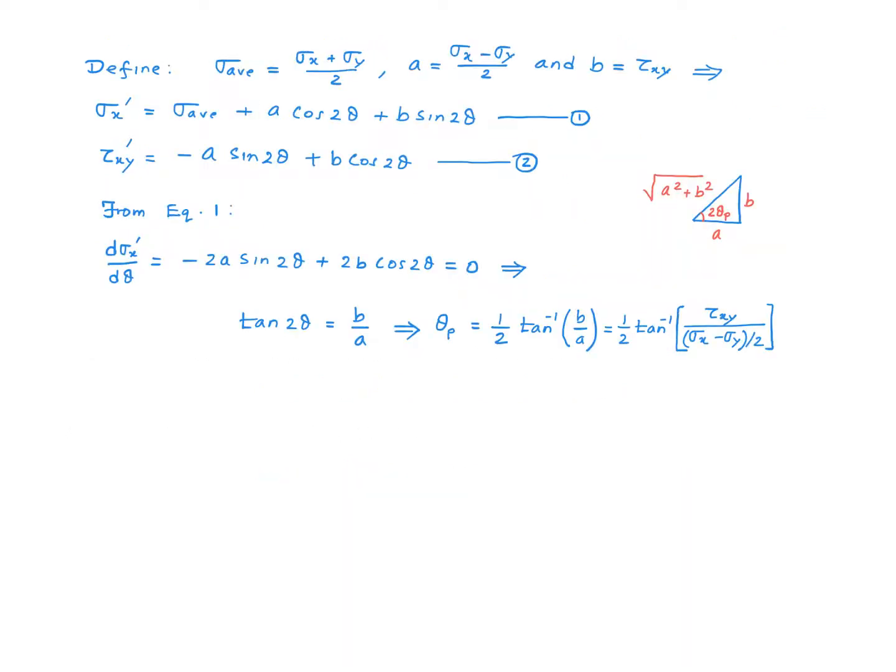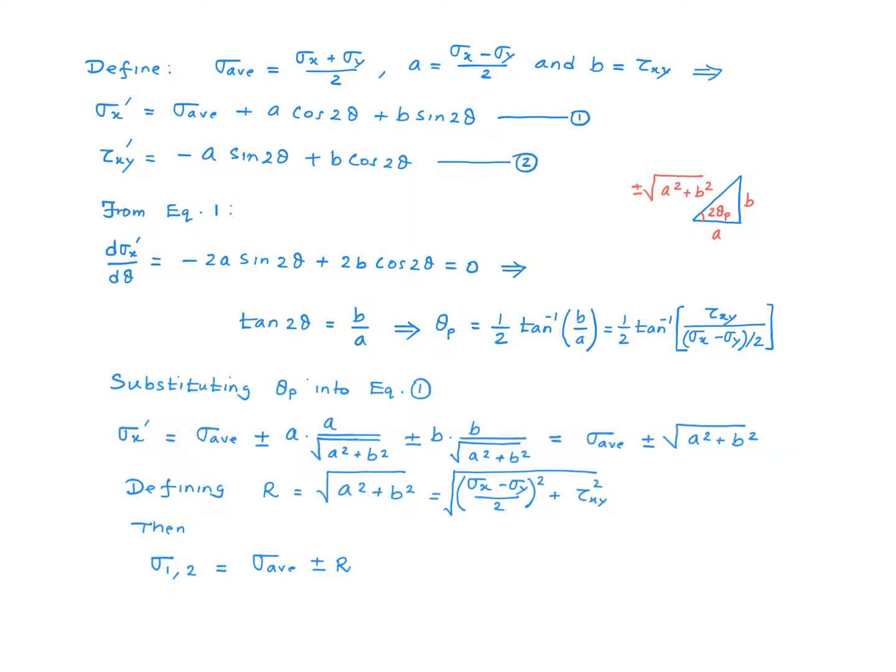Let's take the compact forms of the equations for further analysis. Here is the first derivative of sigma x prime. We set this to 0, and that gives us this equation for the angle theta at which this happens. So here we have tan 2 theta equals b over a, right? So if I were to draw a right triangle like this, and make the opposite side of this angle as b and the adjacent side as a, the hypotenuse will be the square root of a squared plus b squared, right?